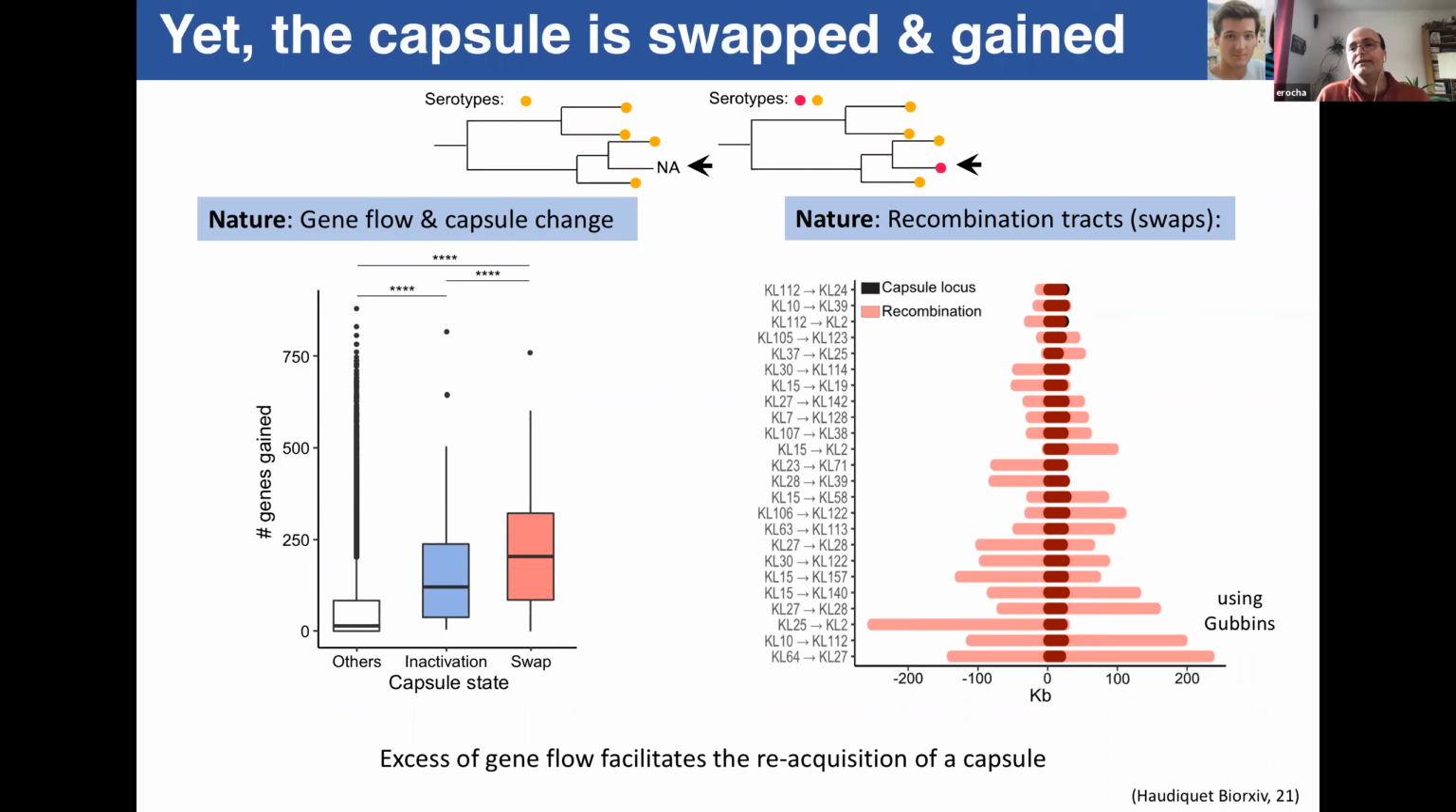And this gives us a mechanism for the reacquisition of the capsule. It strongly suggests that the vector of the horizontal transfer that leads to the acquisition of the capsule is conjugation, because if you may remember my first slides, virions typically transfer smaller amounts of DNA than conjugative systems.